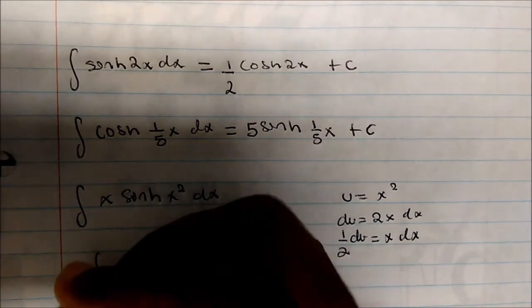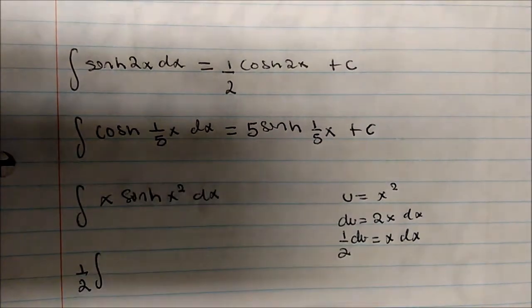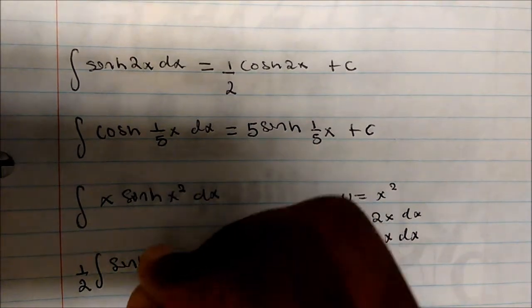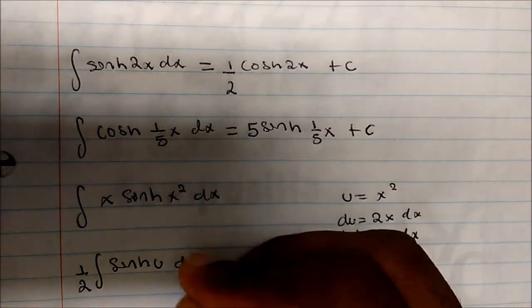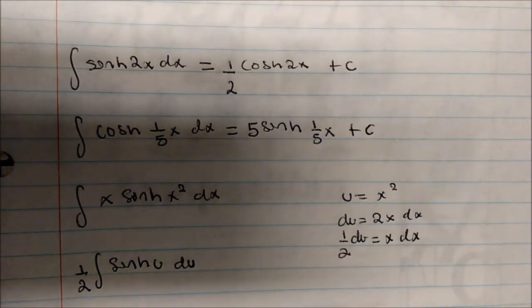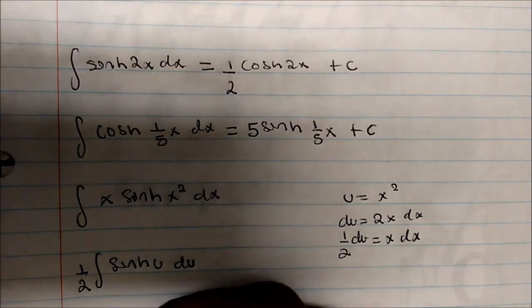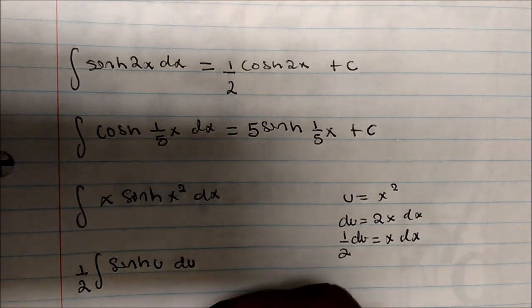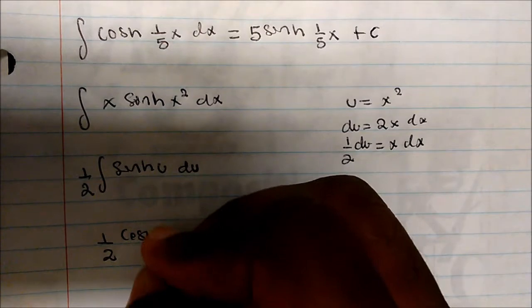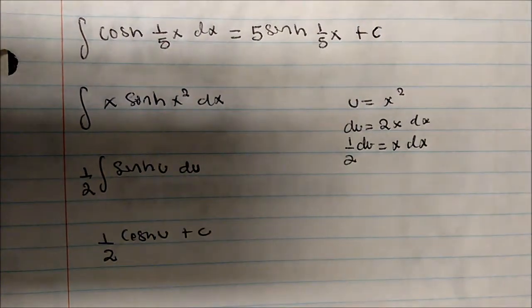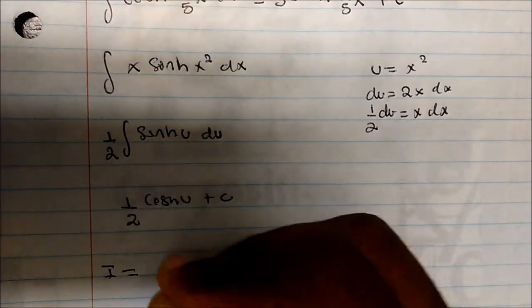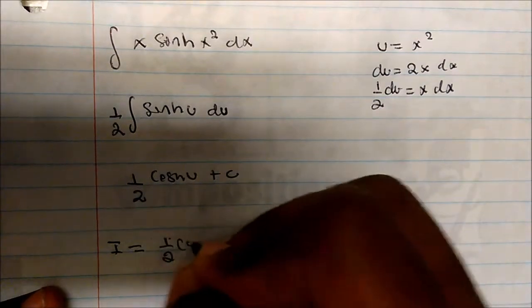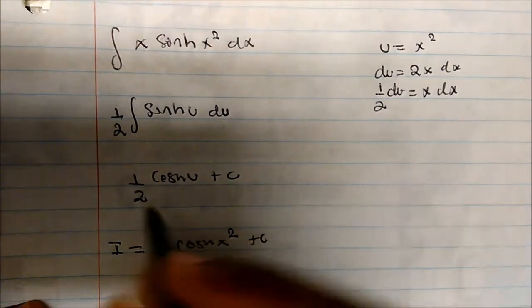And so if I rewrite our integral, this becomes 1/2 sine hyperbolic of u du, because remember, u is x squared, and we attach our du here. So what's the integral of sine hyperbolic of u? Well, that happens to be cosine hyperbolic of u, so we get 1/2 cosine hyperbolic of u plus c. Well, what was our u? x squared. And so our final integral is 1/2 cosine hyperbolic of x squared plus c.